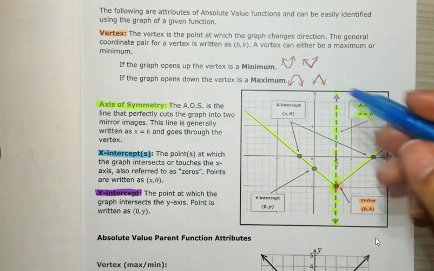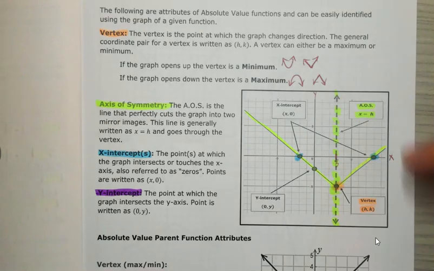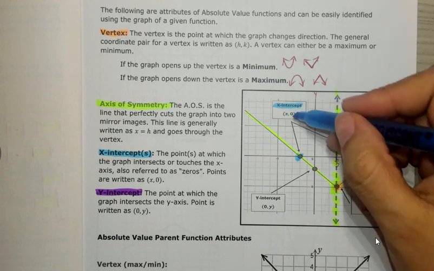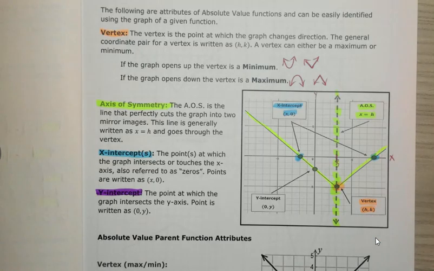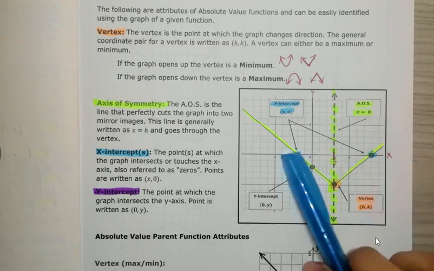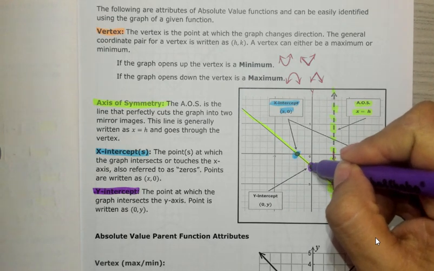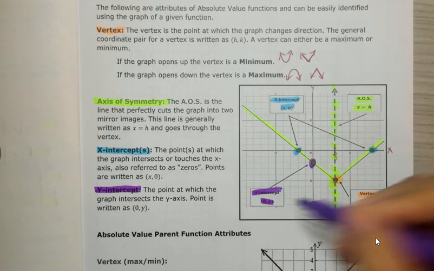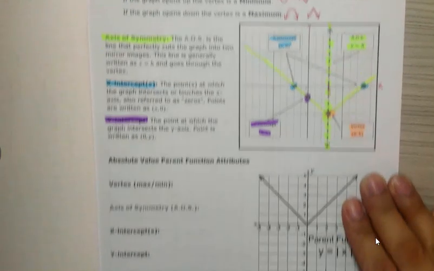X-intercepts are the points at which the graph intersects the x-axis. So you do want to memorize which one's the x and which one's the y, because that will get you confused sometimes, and you don't want that. Also remember these are points, and sometimes you have 1, sometimes you have 2, based on the changes that happen to the graph. The last one will be the y-intercept, which is the point on the y-axis. Again, it's a point, so make sure you write it as a point, 0 comma y. And yeah, so those are the attributes that we need to identify.